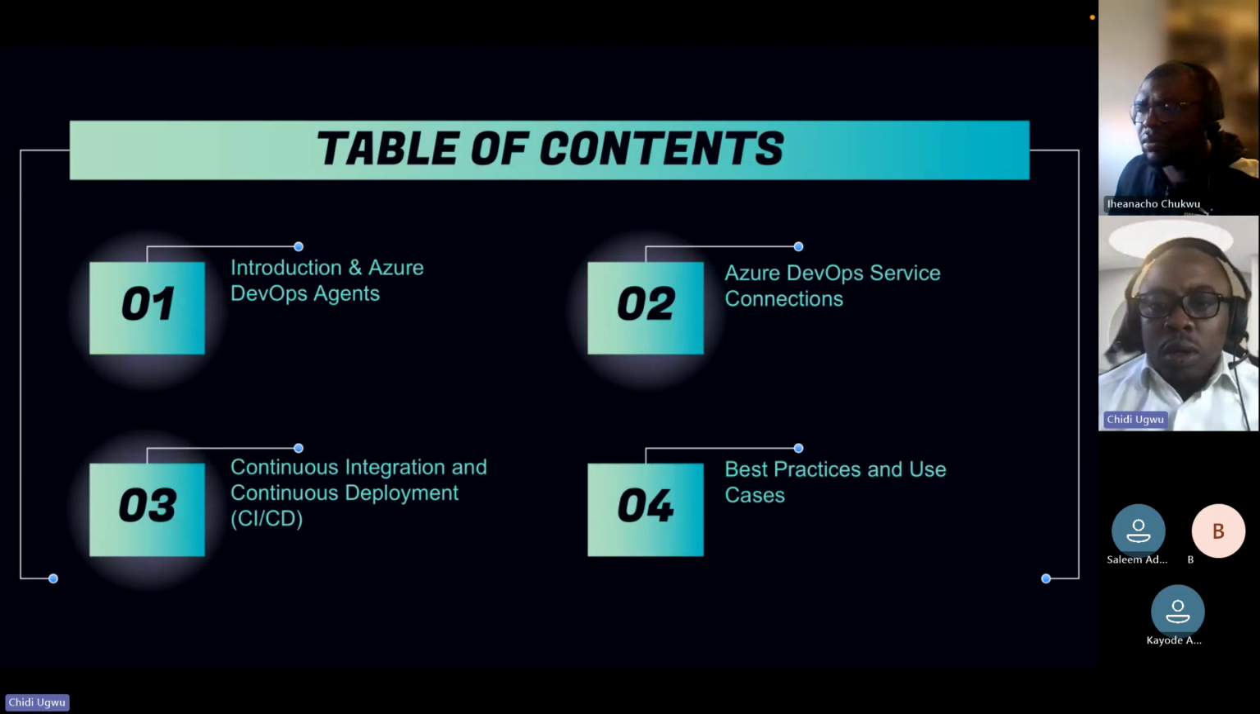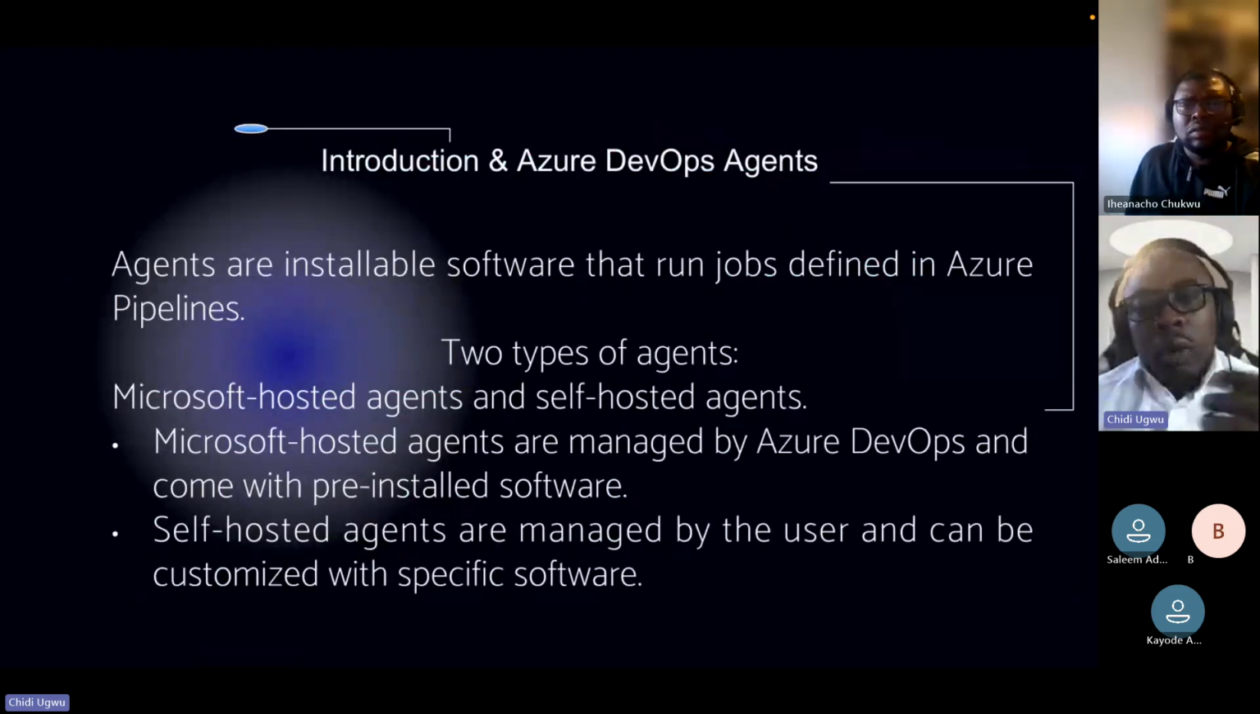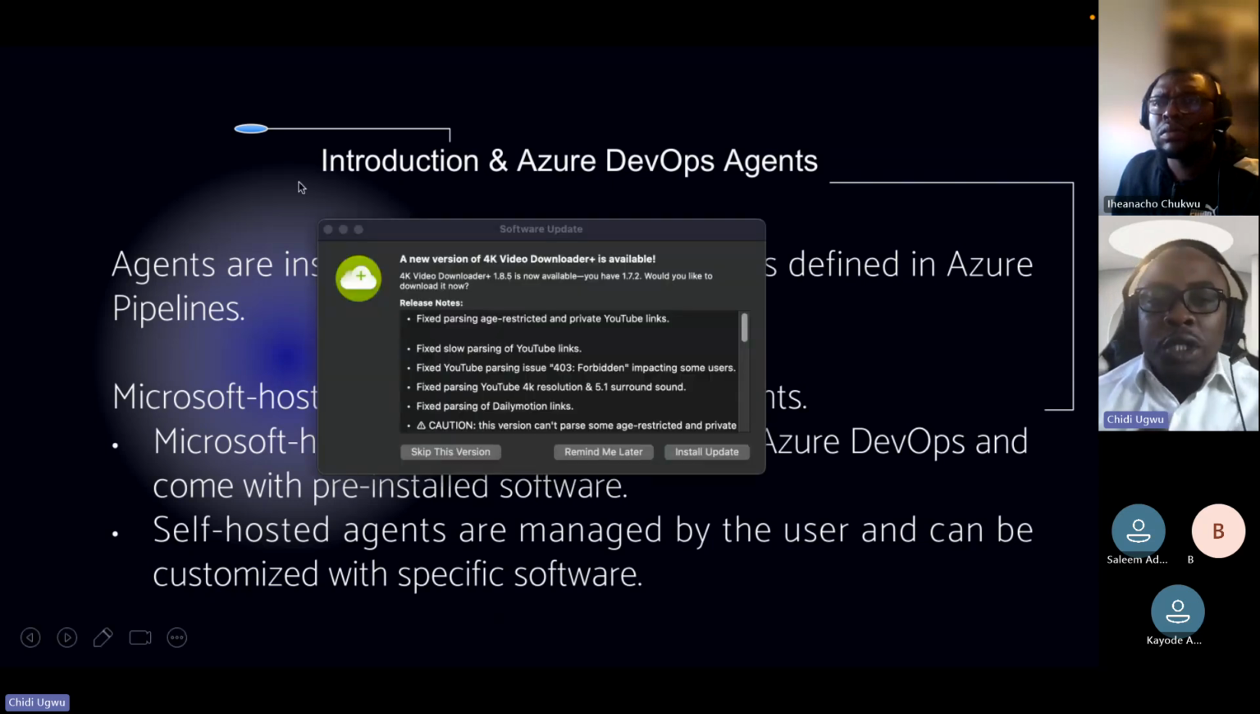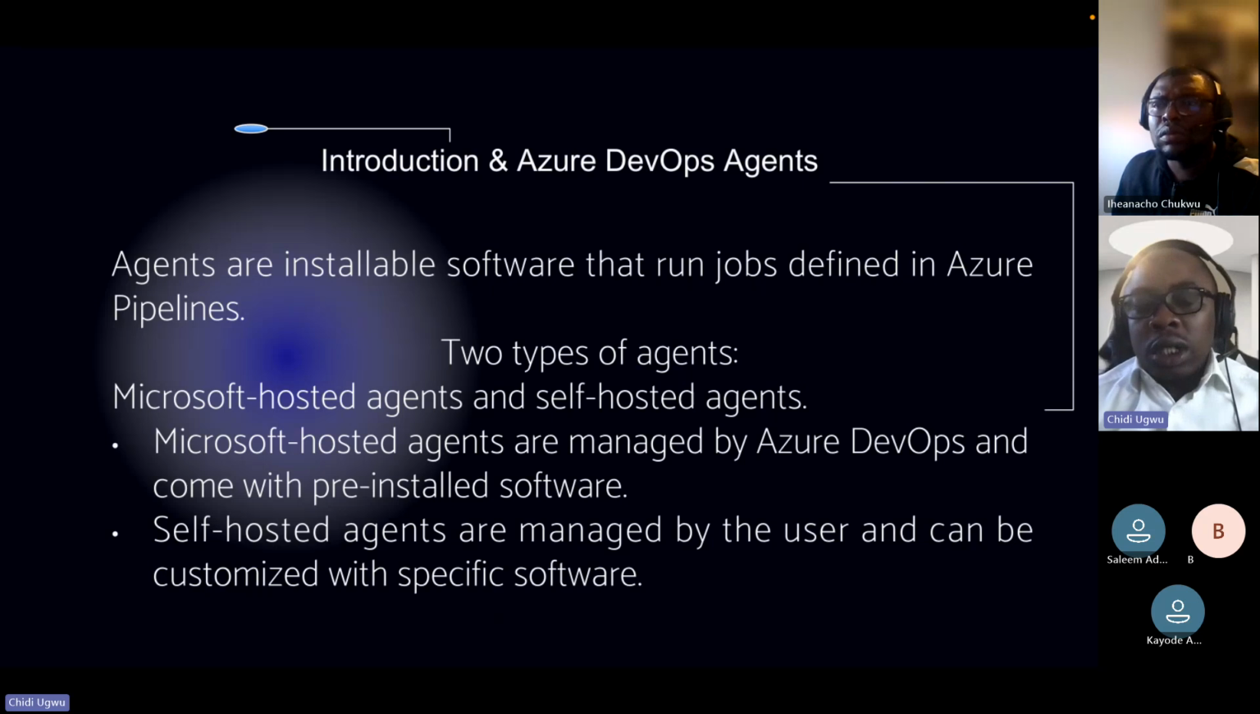If you can see the screen, this is just a walkthrough of what we're about to do today. For the agent jobs, I'll start with setting up a Microsoft agent, explaining what they are. We have two types of agents, and these agents are software that are installed. Some are pre-installed, and some are installed by the user, that is the self-hosted agent, that will run your jobs. In some scenarios, depending on the use case or the number of pipelines you have in your environment, you might need your own self-hosted agent, which can be installed either on a virtual machine, on a Docker container, or on a Kubernetes cluster.